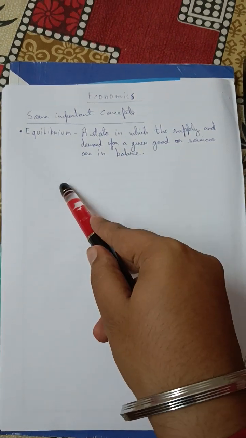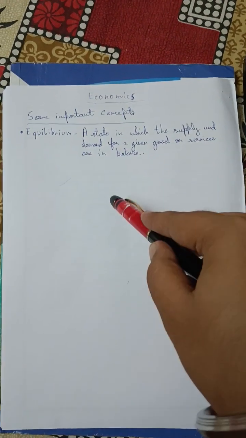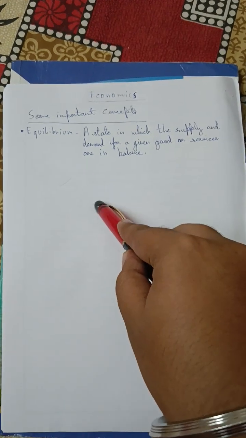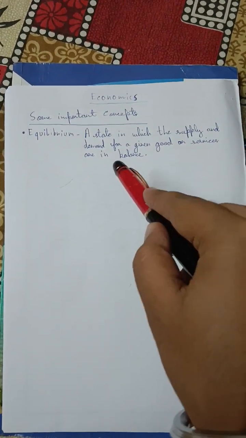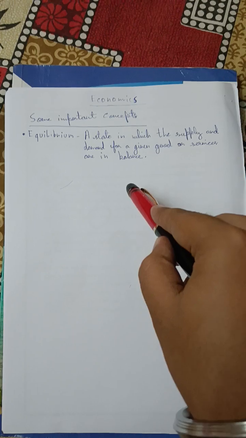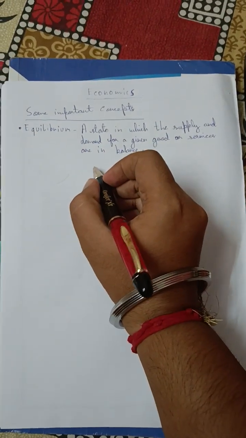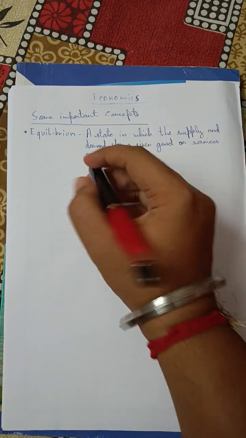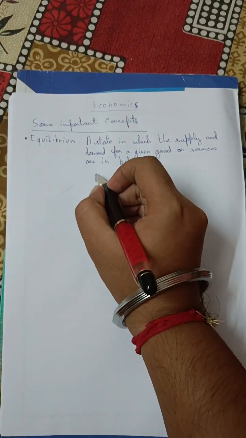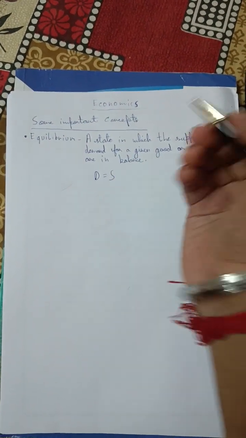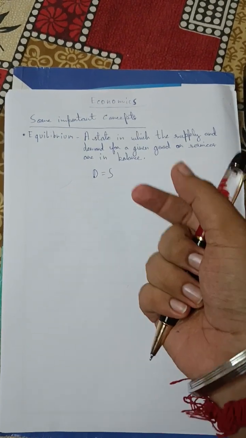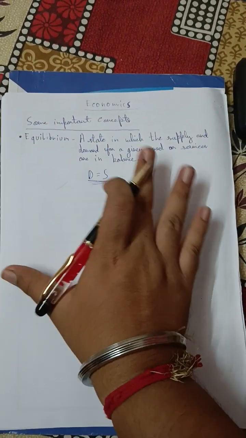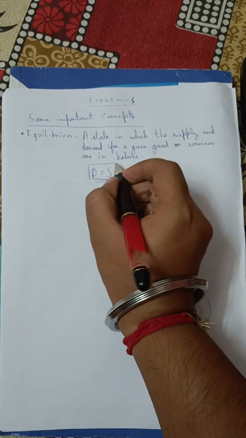So what is equilibrium? Equilibrium is a state in which supply and demand are pretty much the same in a market. In easy words, we can say the market is in equilibrium where demand is equal to S. Demand equals supply, S means supply. Okay, so this is pretty much the condition for equilibrium.